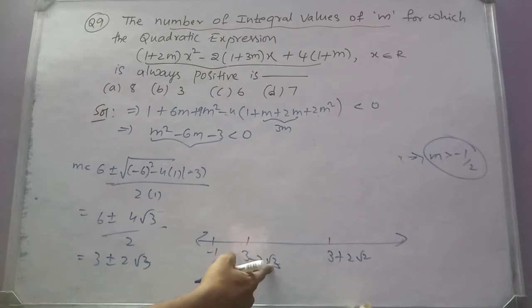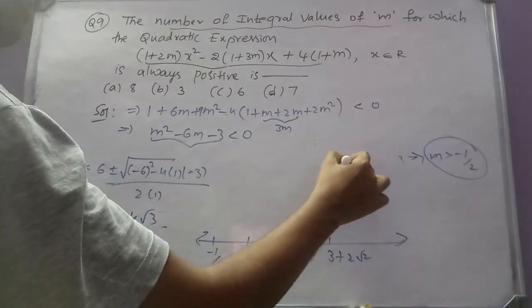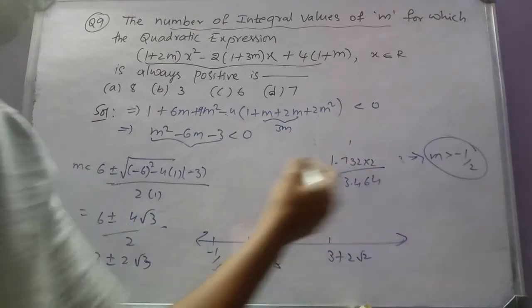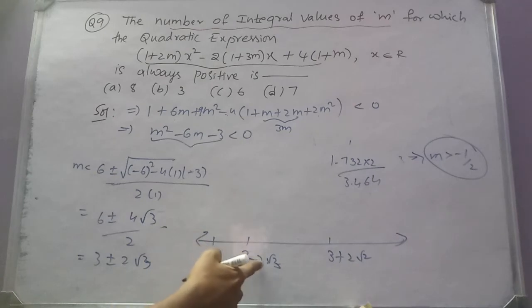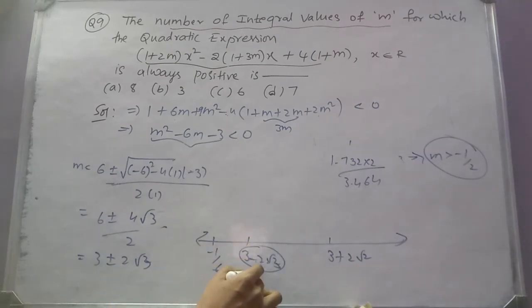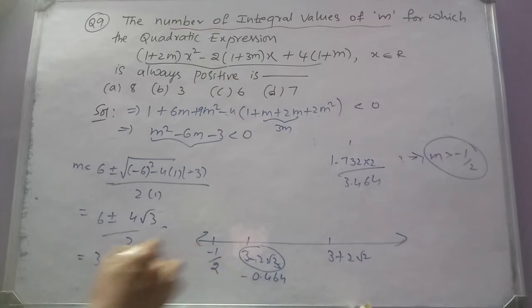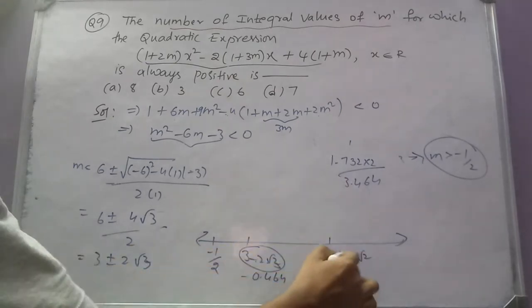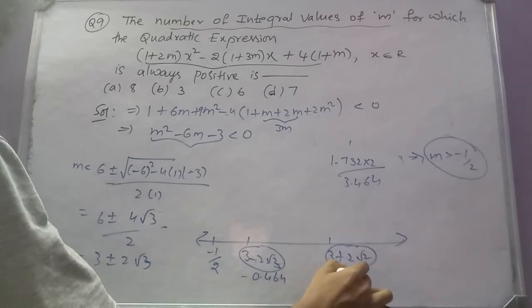Root 3 value is 1.732. So 2 times 1.732, what do you get? 1.732 into 2 is 3.464. So 3 minus 3.464, whose value is minus 0.464, and this value is 3 plus 3.464, whose value is 6.464.